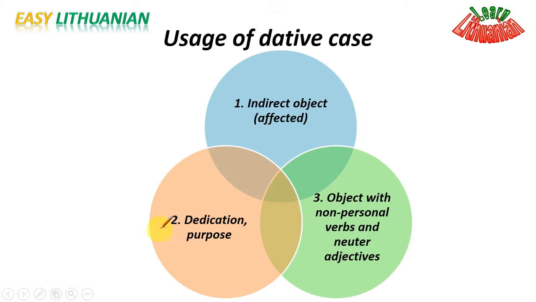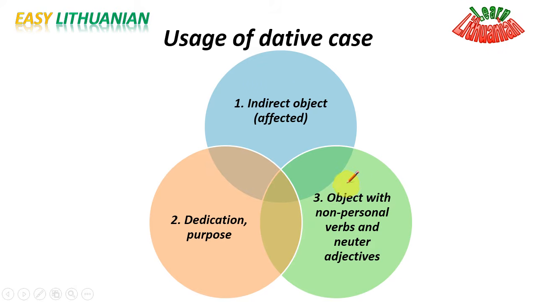Now the second usage is related with the dedication or purpose. For example, a letter to a friend. So the dedication or purpose, just like tools for something, or some object that is dedicated to something, that is used for something, or that is intended to be used. So dedication and purpose, this is the second usage.